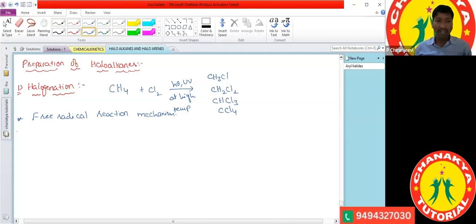And which alkanes react? So, the reactivity of the alkanes. Which alkanes are more reactive? Actually, we have different types of carbons here: primary carbon, secondary carbon, tertiary carbon.